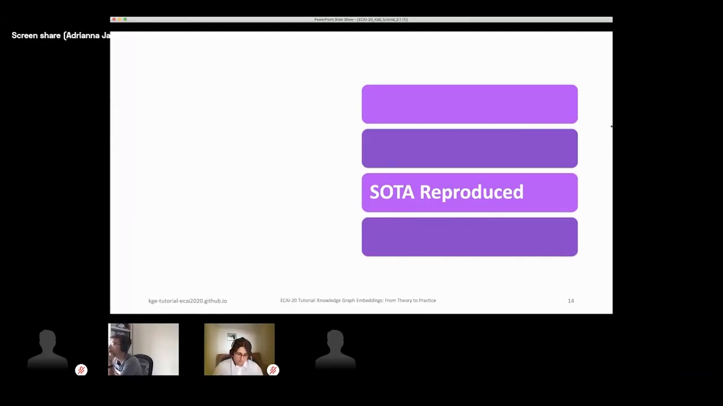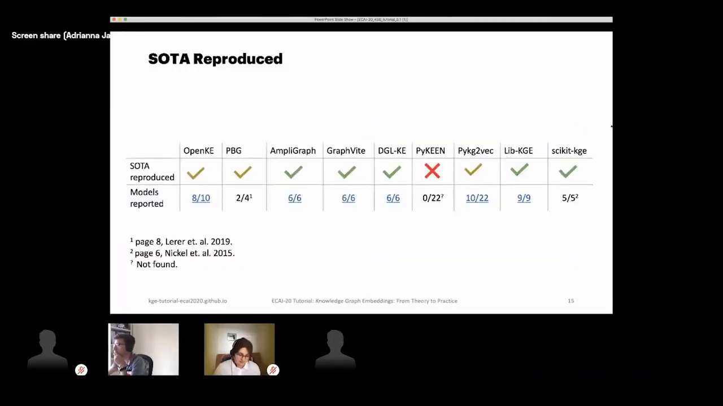So let's move to the next aspect, whether state of the art was reproduced, or rather reported, because it's a very important part of the library, whether it's up to a certain standard or not. And let's have a look here.